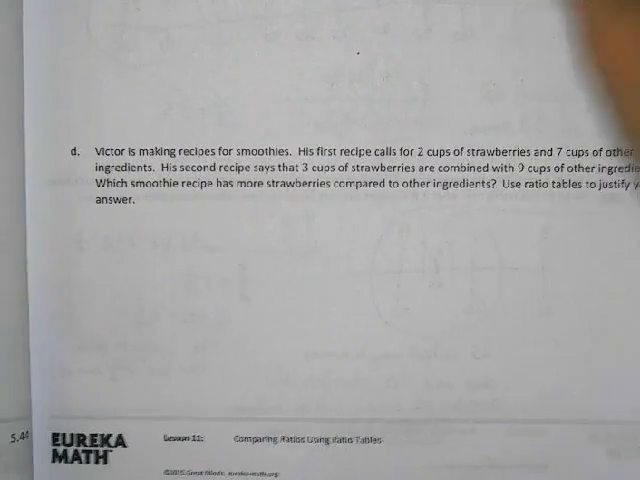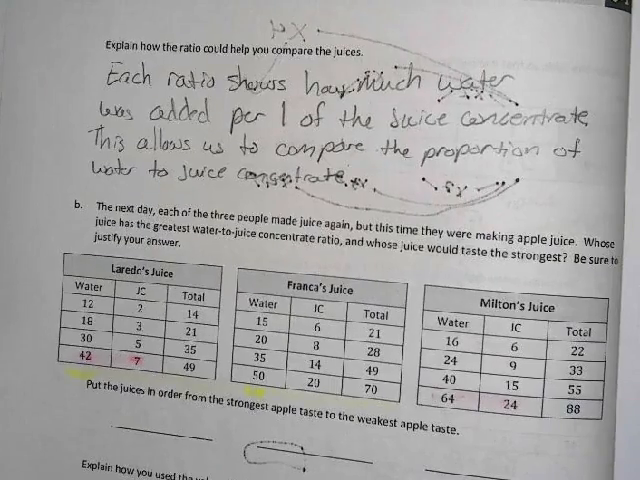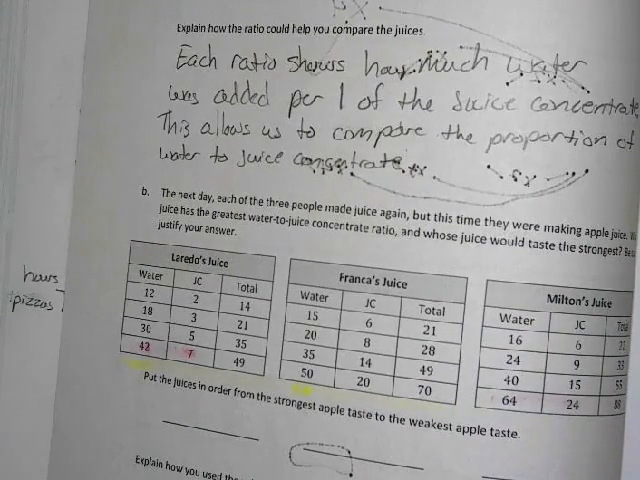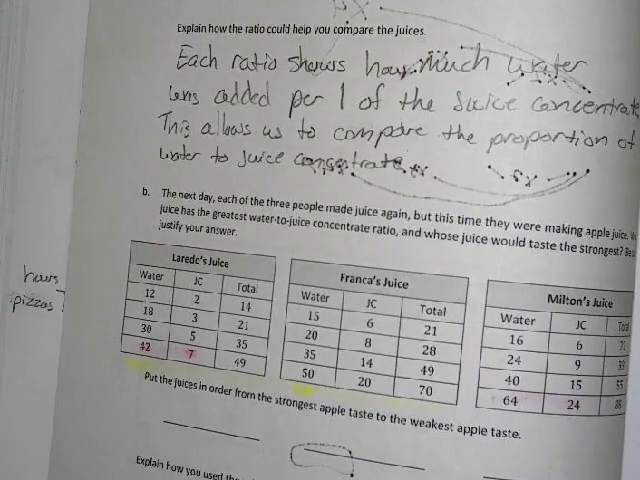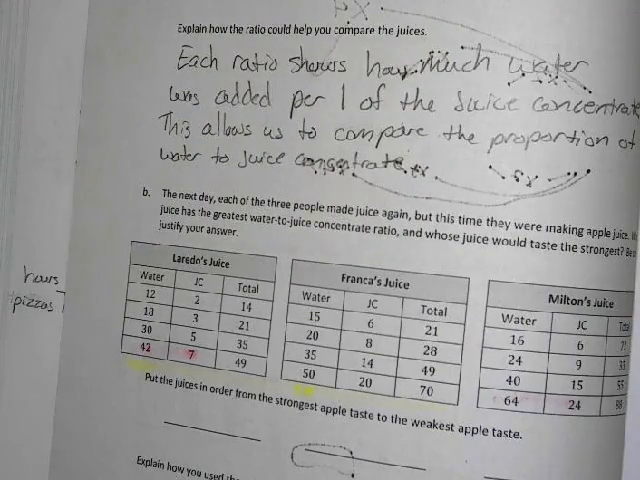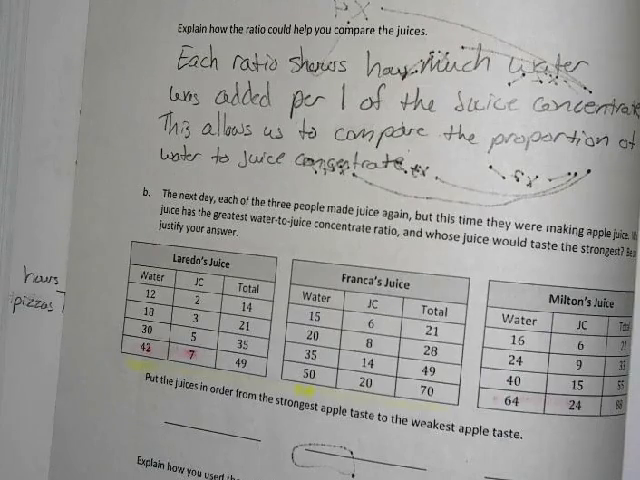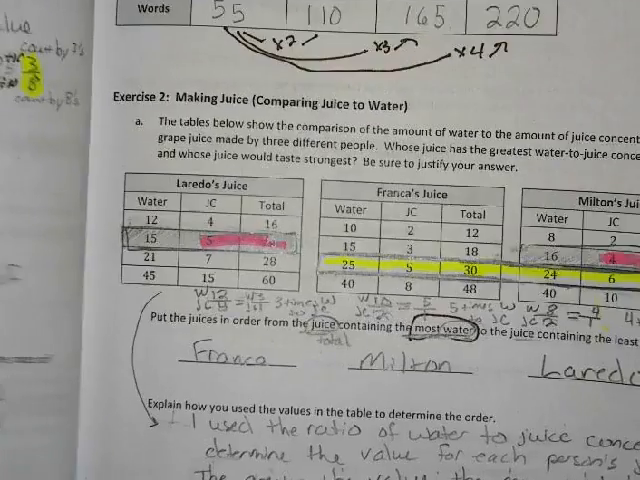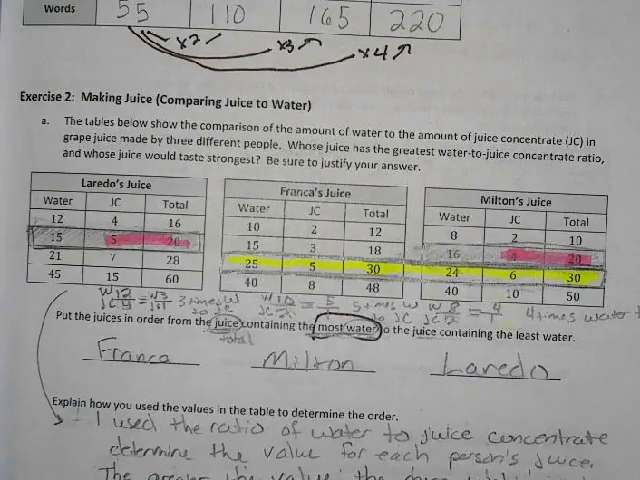And the last part that I'll answer before you move on to your own piece of the exercises, they want to explain how the ratio could help you compare the juices. Again, each ratio shows how much water was added per 1 of the juice concentrate from the value we found. This allows us to compare the proportion of water to juice concentrate because it's comparing the same amount of the juice. So if you look above, I actually used the first thing I was explaining to you. I just was using ratios to make those comparisons.